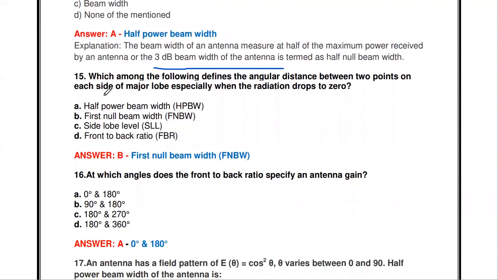Then the next one: which among the following defines the angular distance between the 2 points on each side of the major lobe, especially when the radiation drops to 0? The options are half power beam width, first null beam width, side lobe level, front to back ratio. So what is the question here? The angular distance between the 2 points on each side of the major lobe, especially when the radiation drops to 0.